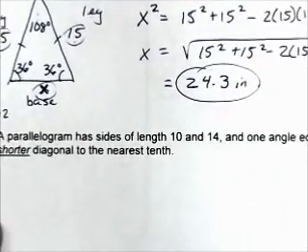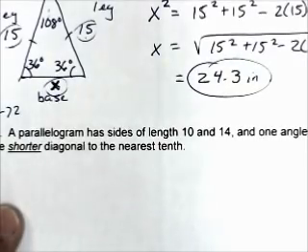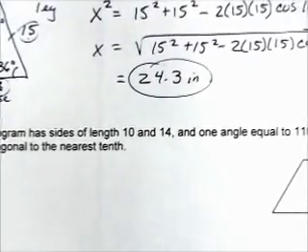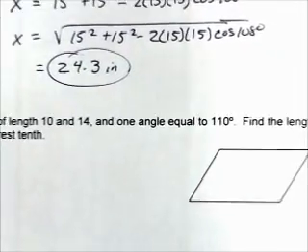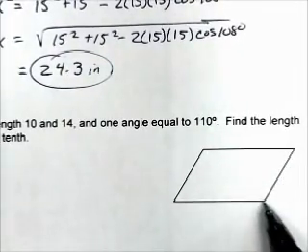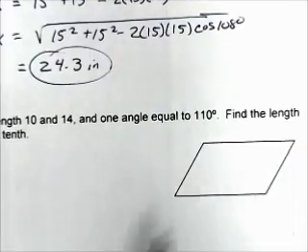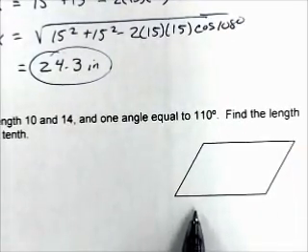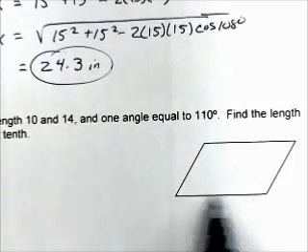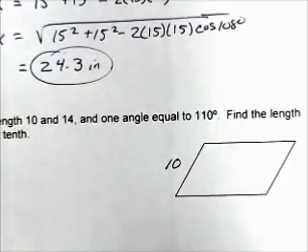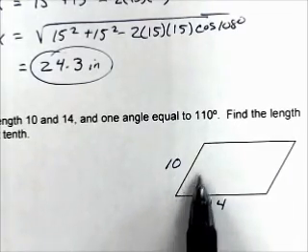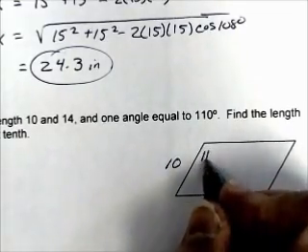Another word problem. A parallelogram has sides of lengths 10 and 14 and one angle equal to 110 degrees. Find the length of the shorter diagonal to the nearest tenth. Okay, well I've got the diagram for a parallelogram here. And before we mark it up, let's take a look at this. This is a shorter side, this is a longer side. So I'll write 10 here and 14 here. And as far as our angles go, this looks to be acute, so let's put our 110 up here.